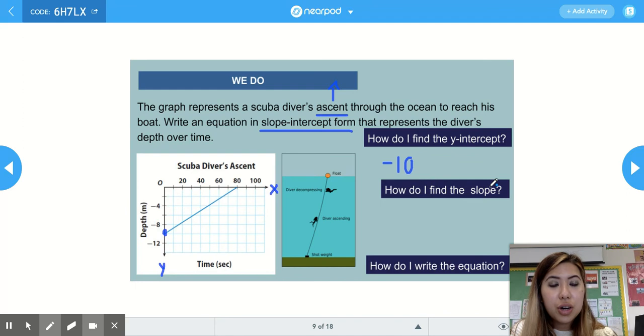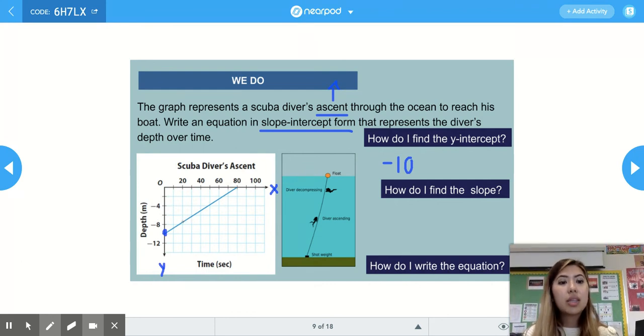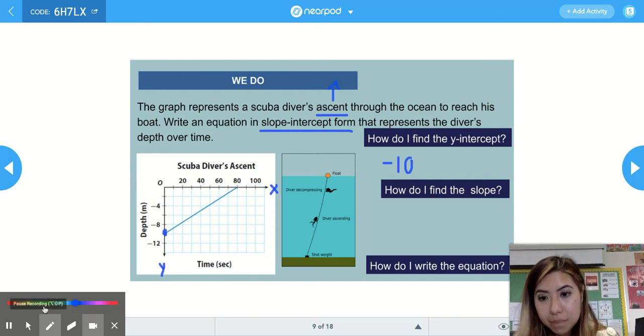Next, I have to identify another point to find our slope from. In the first I-do, we found our slope graphically. Now I'm going to find our slope by finding the coordinates of the 2 points. So this right here is not a good point because it's not at the intersection of the grid, the intersection being where the 2 lines of the grid meet.